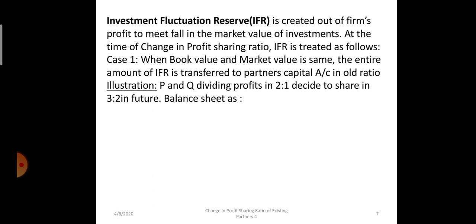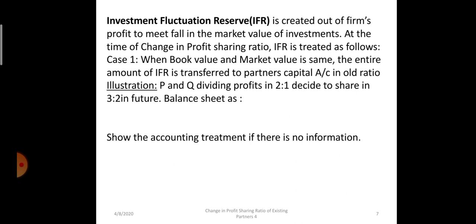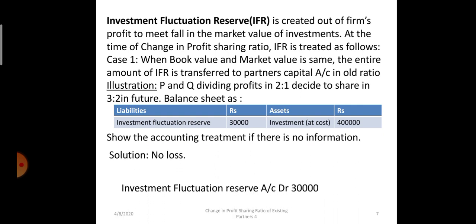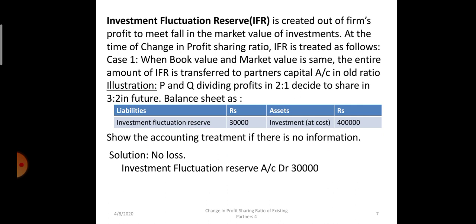P and Q were sharing profits in the ratio of 2:1, and in future they decide to share in the ratio of 3:2. The balance sheet says that investments cost price was 4 lakh rupees and there is a balance of 30,000 in the investment fluctuation reserve. So there is no loss. So this 30,000 will be transferred to the partners' capital in the old ratio. So investment fluctuation reserve account debit 30,000, to P's capital 20,000, and to Q's capital 10,000 rupees.